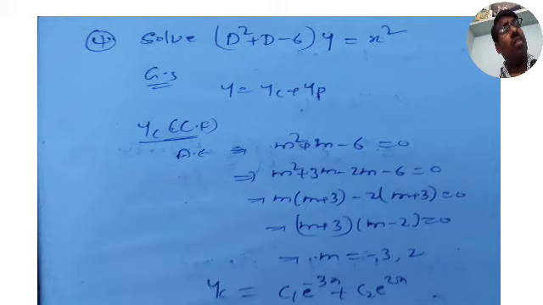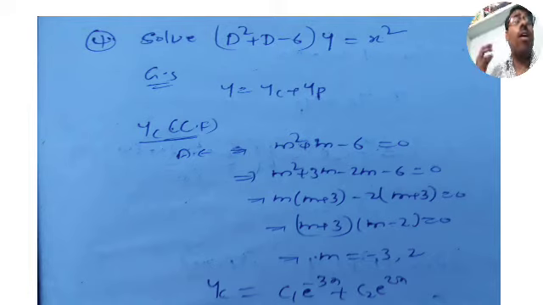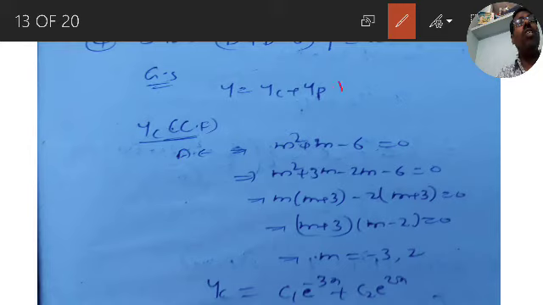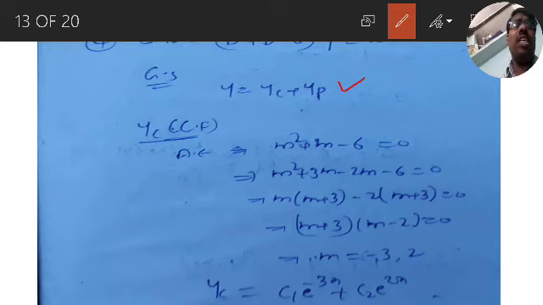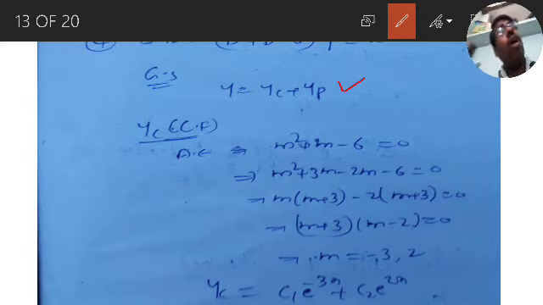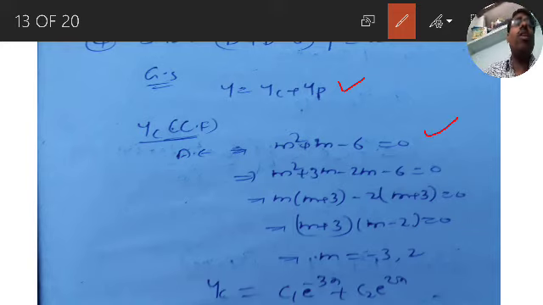Now look at the right hand side, it is x square, non-zero. Non-zero means it is non-homogeneous. For non-homogeneous, what is the general solution? Yc plus yp. So the general solution of this non-homogeneous equation is y is equal to yc plus yp. Now we need to find yc and yp. What is yc? Yc is the complementary function. What is the complementary function? It is the general solution of the corresponding homogeneous differential equation. So take the right hand side 0 and write the auxiliary equation. What we got: the auxiliary equation is m square plus m minus 6 is equal to 0.